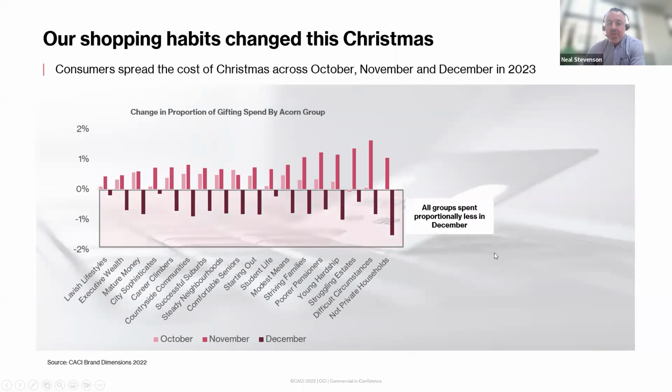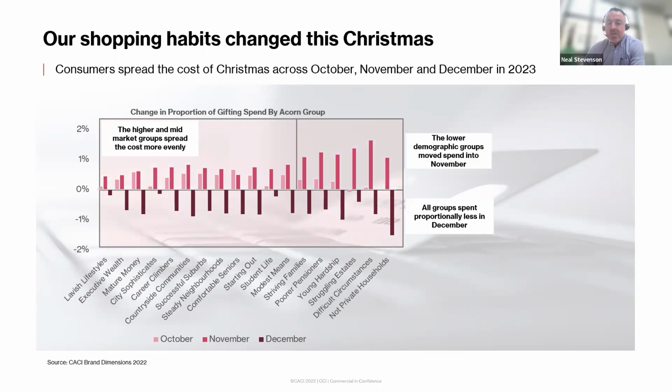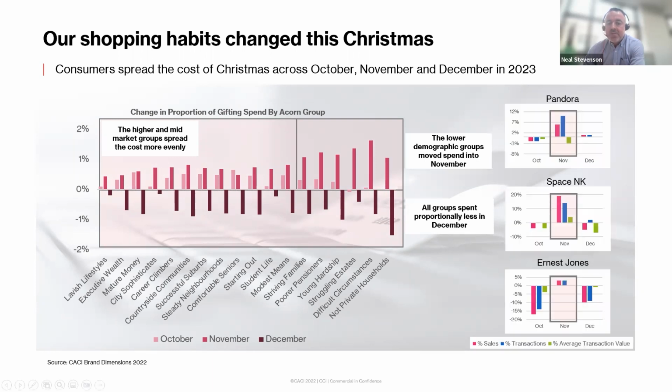Interestingly, though, it appears the more affluent and mid-market groups to the left of the chart appear to have spread the cost of Christmas presents across the final 3 months of the year, whilst the most price-sensitive groups brought more spend through to November. This shift is also seen in some key gifting brands, with Pandora, Smith's Toys, Space NK, and Ernest Jones all seeing a higher proportion of spend in November.